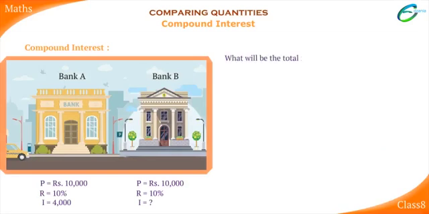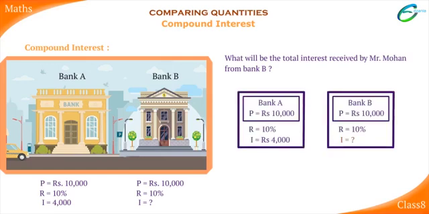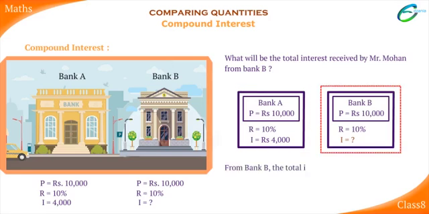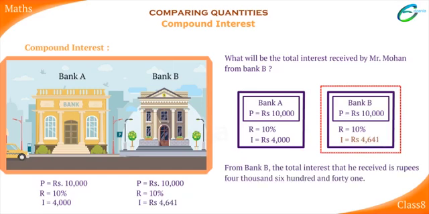Now, what will be the total interest received by Mr. Mohan from Bank B? You may think that since he's deposited the same principal amount as that of Bank A and with the same rate of interest, he must get the same interest. But from Bank B, the total interest that he received is rupees 4,641. But how is this possible?